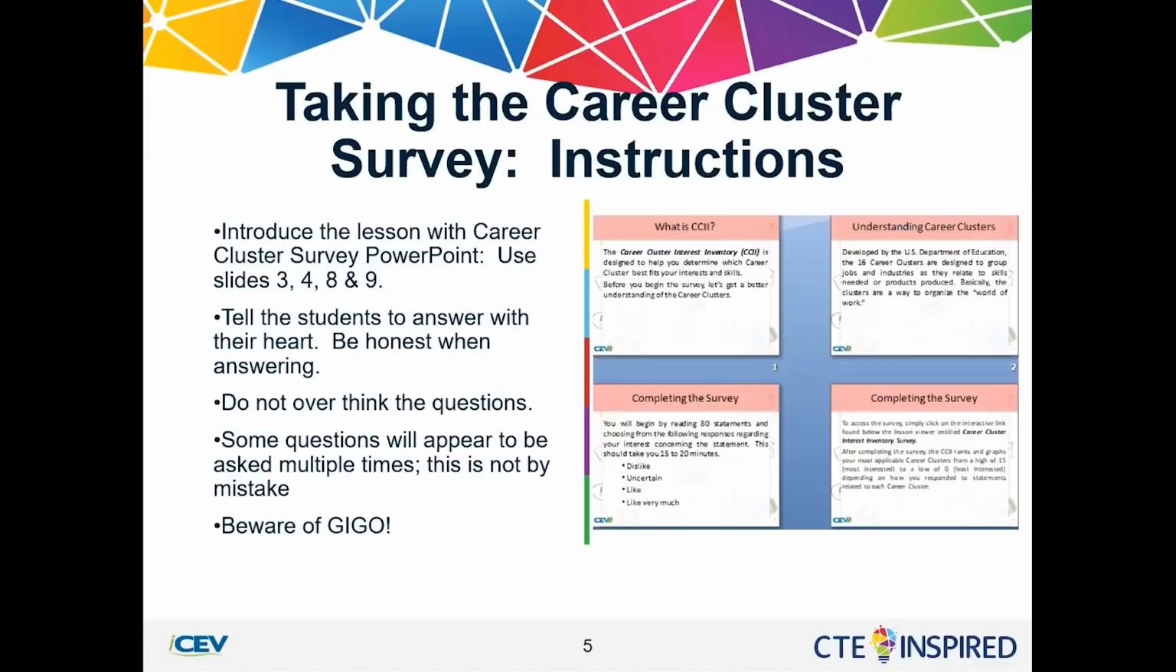And again, on GIGO, if the student goes through and just selects dislike, dislike, dislike on everything, it's going to skew the results. They're not going to get the results they want or helpful results. Or if they hit dislike, like, don't know, and just click on everything, like clicking ABCD on a multiple choice test, they won't get good results. So we caution them on that, and then we let them take the survey.